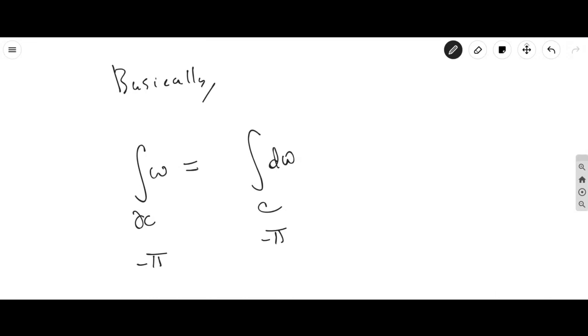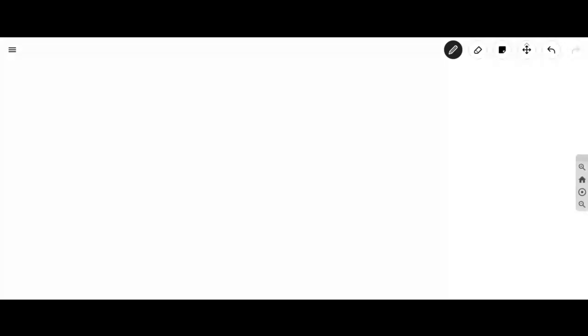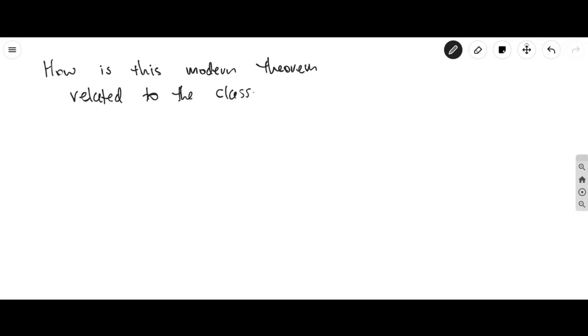The next question that naturally comes up is, if we're calling it Stokes' theorem, then what is the connection to classical Stokes' theorem? So that's what we're going to talk about next. The next thing to discuss is the relation to the classical Stokes' theorem. How is this modern theorem related to the classical theorem? The classical theorem is a theorem in vector calculus, whereas the modern theorem uses differential forms.